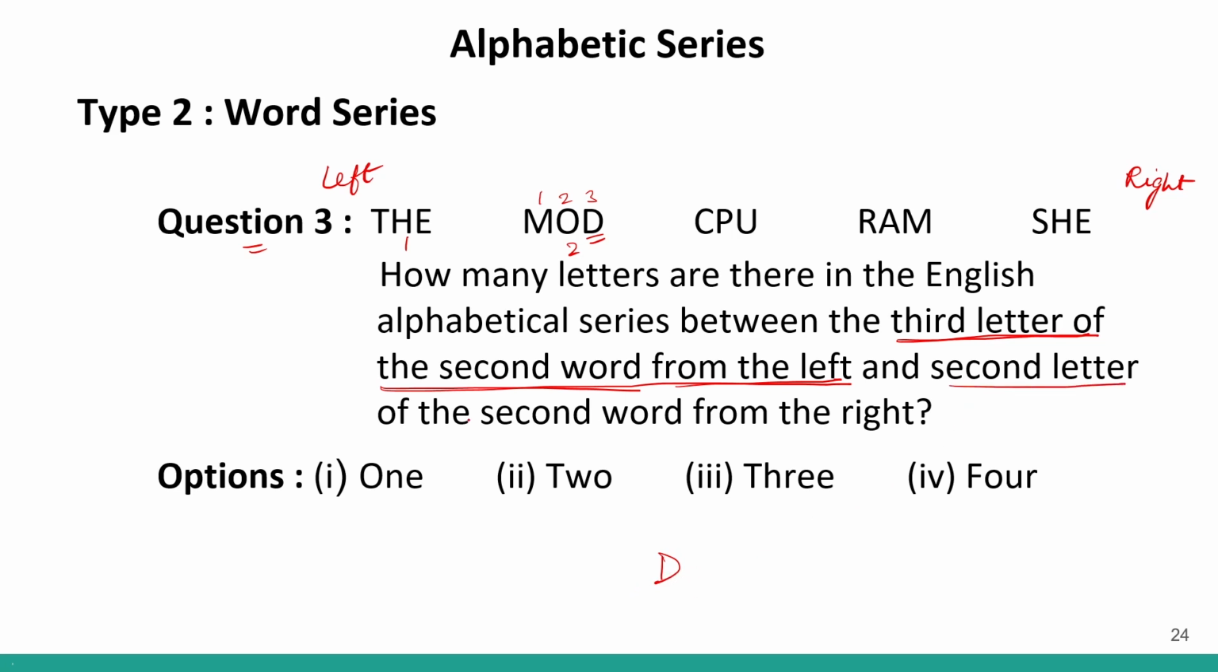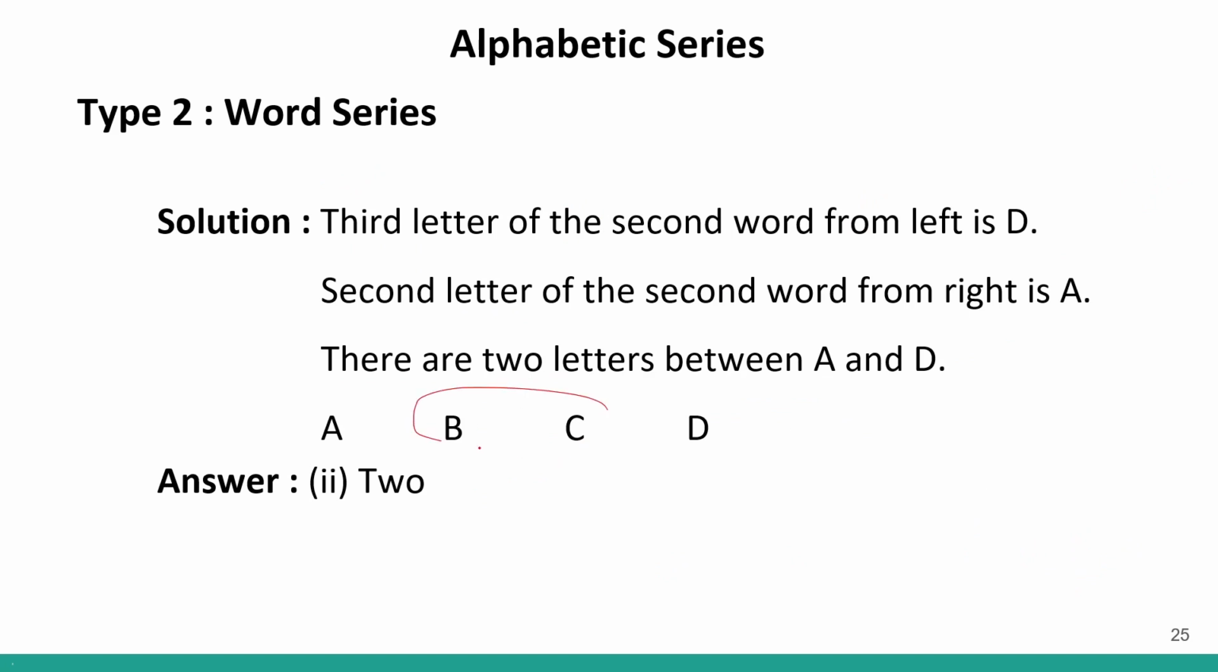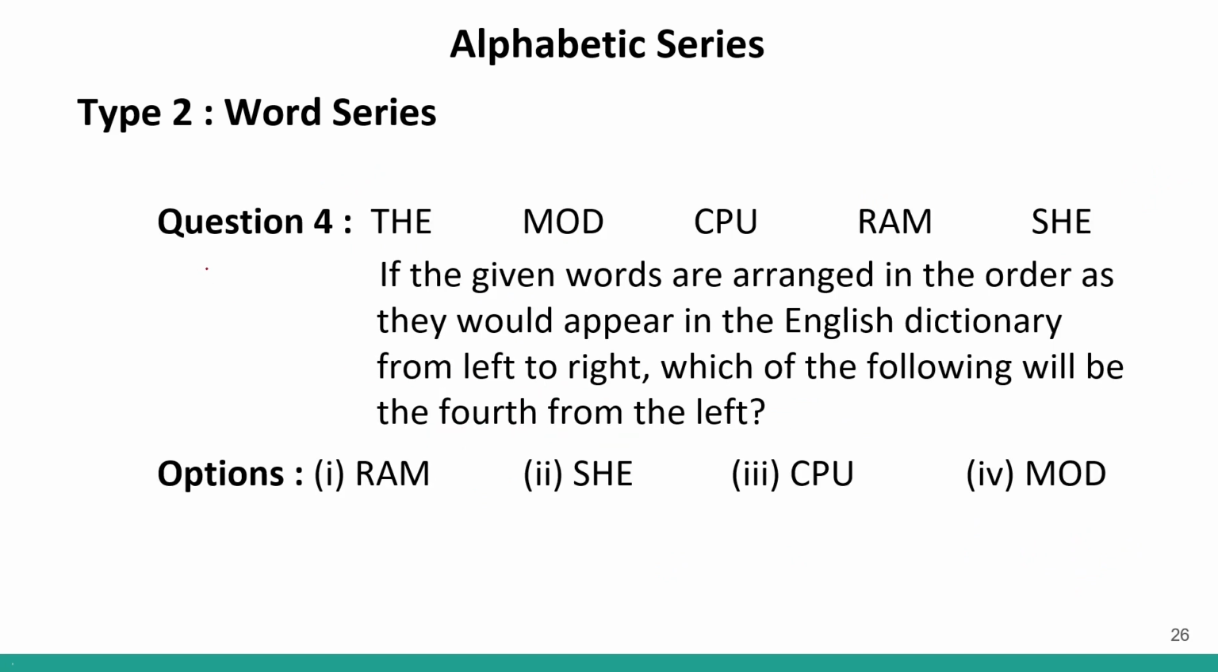Now, second letter of the second word from the right. So from the right, the second word will be this one. And second letter will be this one. So A. Basically, we have to tell how many letters are there in the English alphabetical series between these two letters. So between A and D: A, B, C and D. Correct? How many letters are there? There are 2 letters between A and D. Therefore, my answer will be B, C, that is option number 2. So there are 2 letters. Correct? B and C.